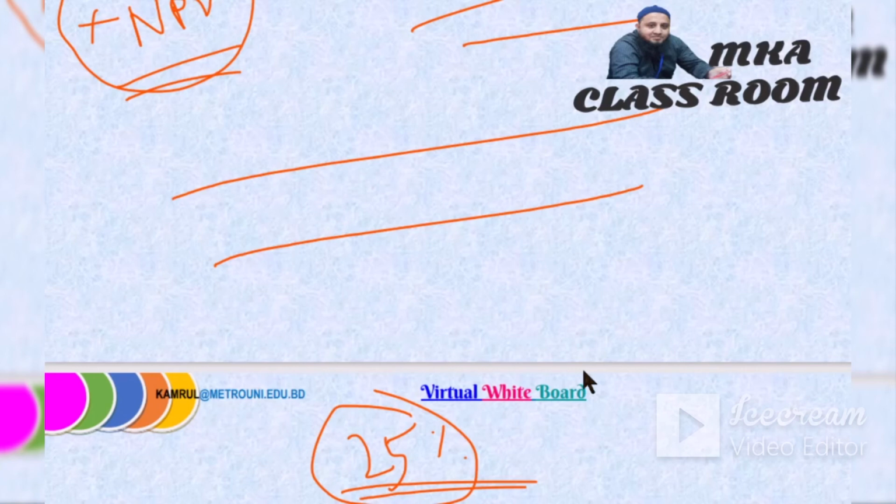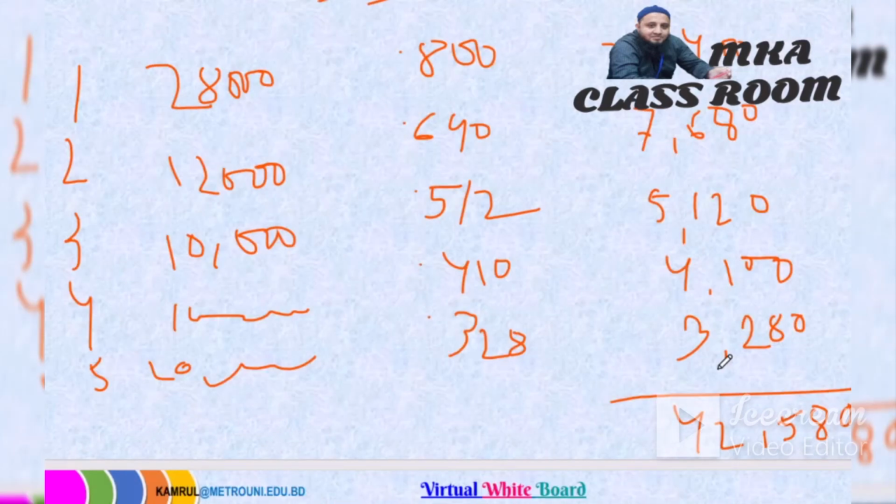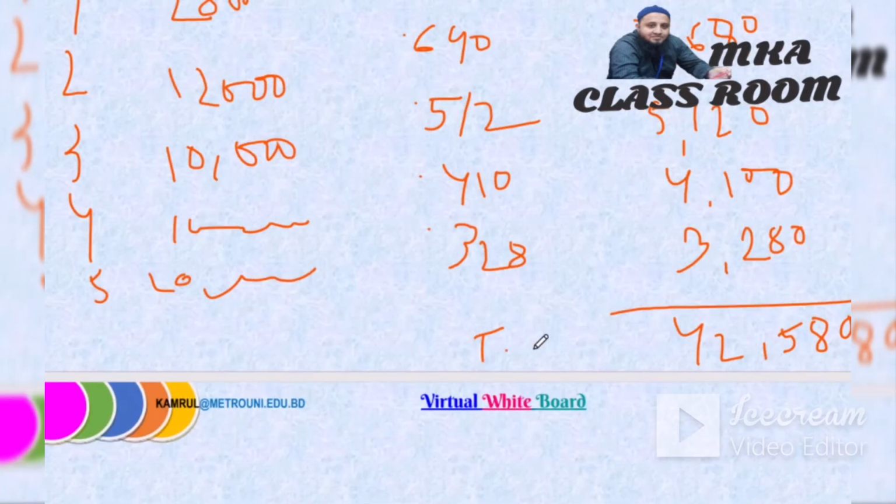So now if we try for 25%, the factors are 0.800, 0.640, 0.512, 0.410, 0.328. If we discount our cash flows, these are 22,400, and lastly in year 5, 3,280. So total present value shows 42,580.